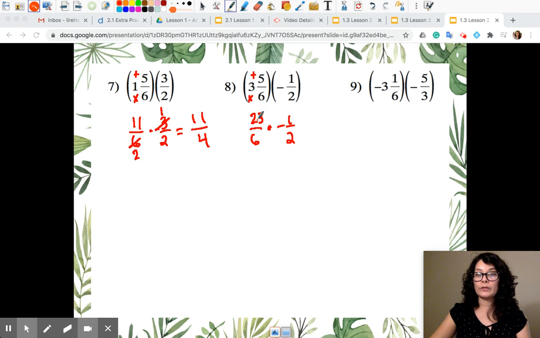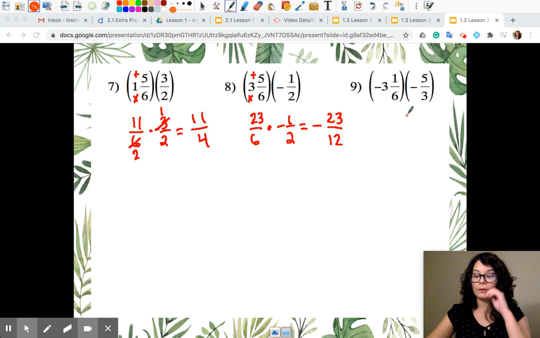Again, I'm going to check the 23 to see if it reduces with 6 or 2. No luck there. And then I'm going to check to see if the 1 reduces with 2 or 6. Well, 1's not going to reduce with anything. It's already fully simplified. So I can simply multiply these two answers. Positive times negative will give me a negative. 23 times 1 gives me 23. 6 times 2 gives me 12. And again, I know this is fully reduced because nothing reduced in the beginning.